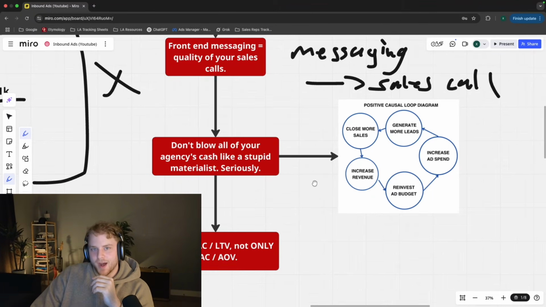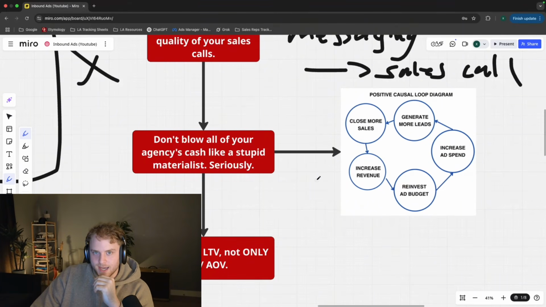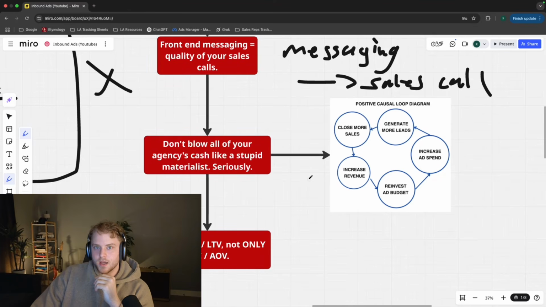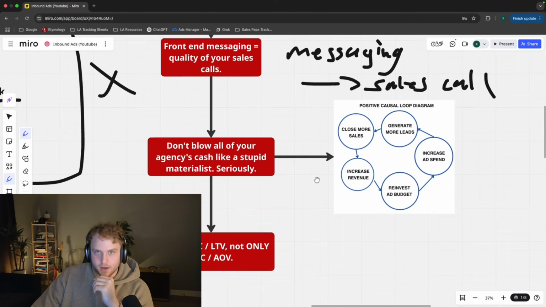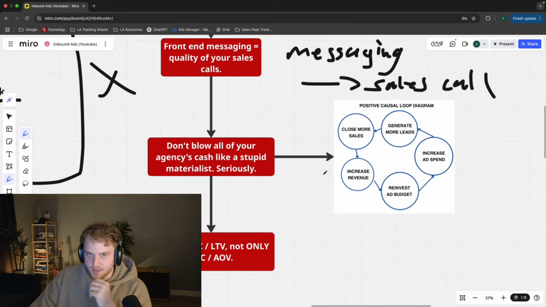Next, when you have profitable ads for your agency, don't go out and blow all of your agency's cash because you think you can do it. You have so much money now and you're living on a high and you go to Dubai. You can blast all your money on cars and watches. You're stupid if you do that. I mean that with the utmost respect, and I want to make it clear. I want the best for you.